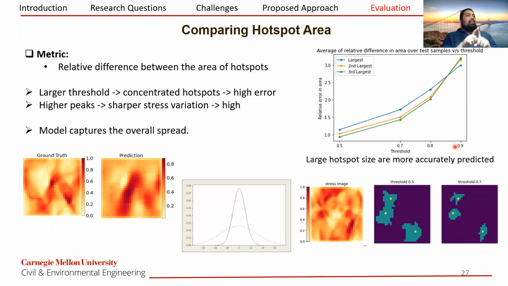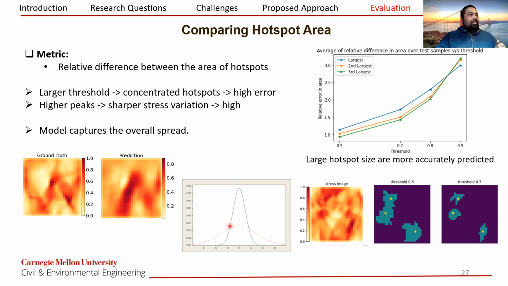And the last thing was comparing the size. What we see is that if we increase the threshold value, your hotspot size is decreasing. What it's doing is basically focusing on the regions closer to the peak. And what we see is the error is increasing. The main reason for this error was that the model is not focusing on the concentrated details, but on spread out details.